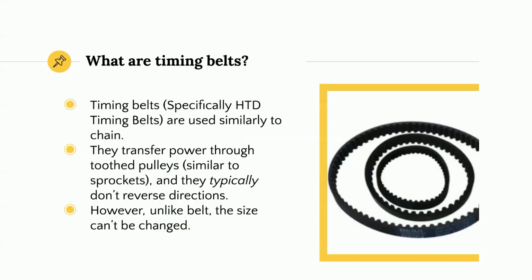Timing belt. What are timing belts? Timing belts, specifically HTD timing belts, are used similarly to chain. They transfer power through tooth pulleys, similar to sprockets, and they typically don't reverse directions. However, unlike chain, the size cannot be changed. So with chain, you can take off chain, add chain. With belt, you have a preset size.